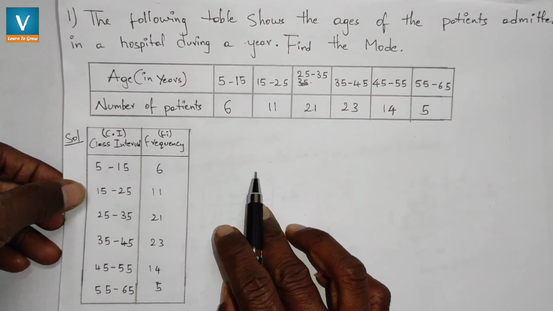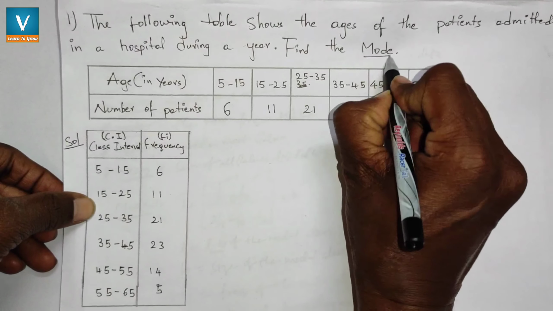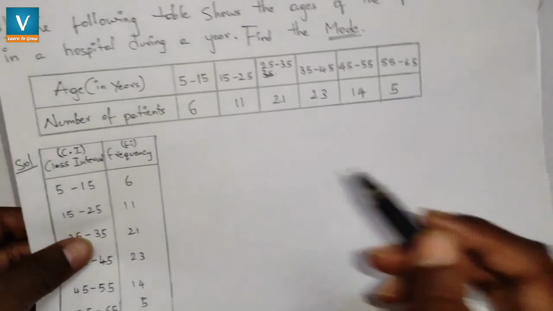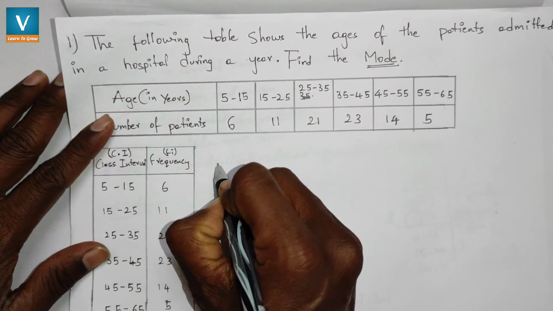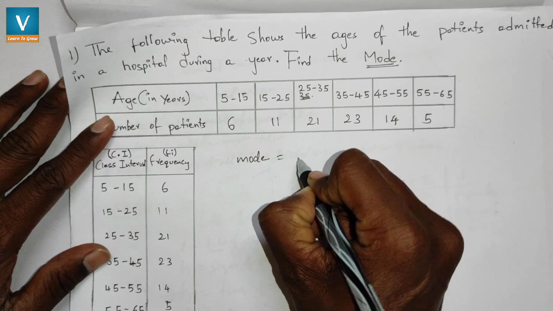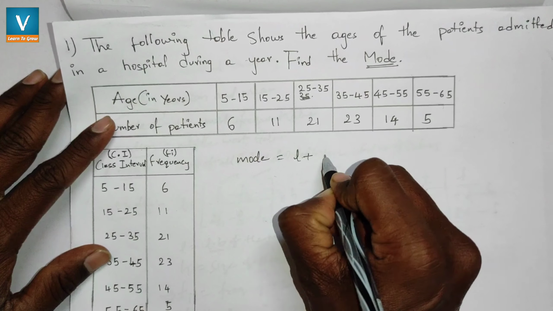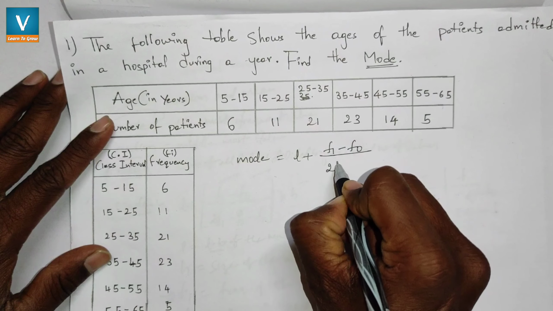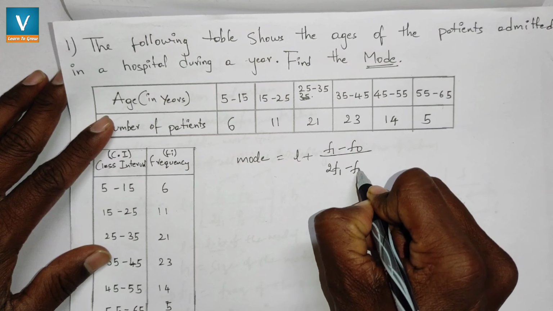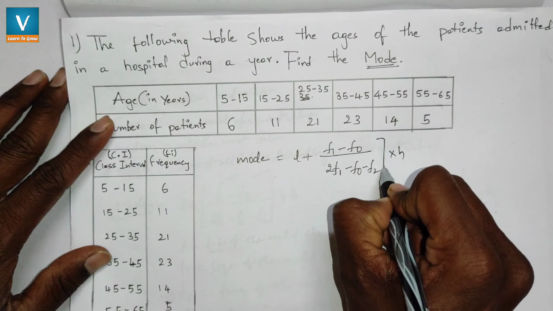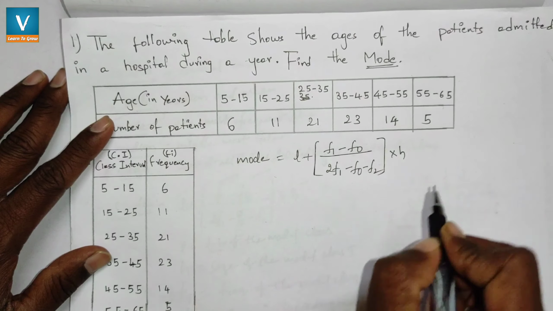Okay. Now with respect to the mode formula, we have to solve for mode. So first of all, we will write the formula of mode here. Mode we already discussed. The formula again I am writing here. Mode is equal to L plus (F1 minus F0) by (2F1 minus F0 minus F2) into H. This is the formula of mode.